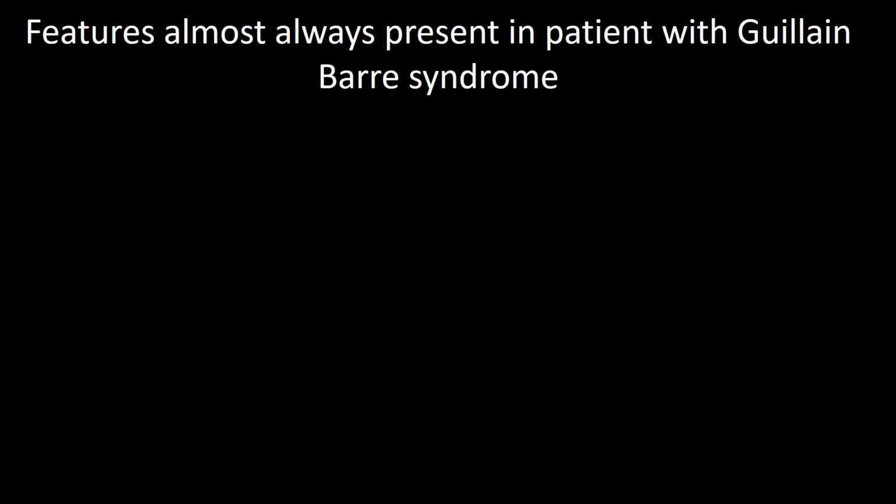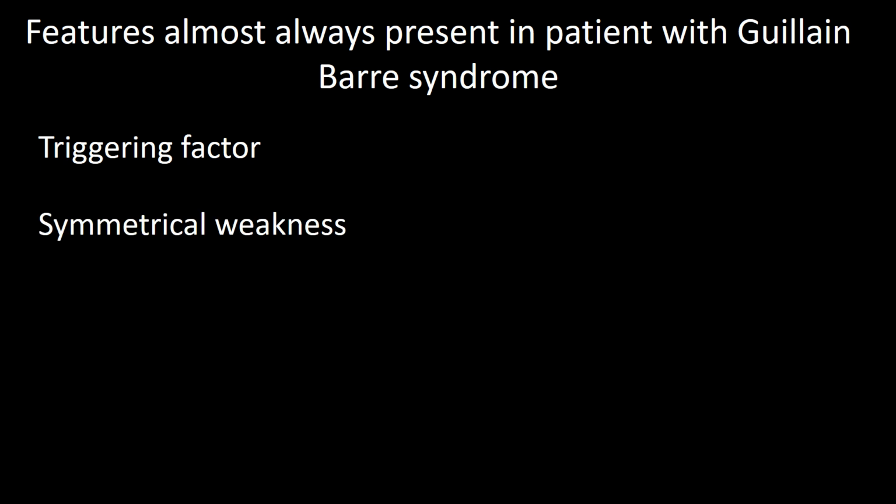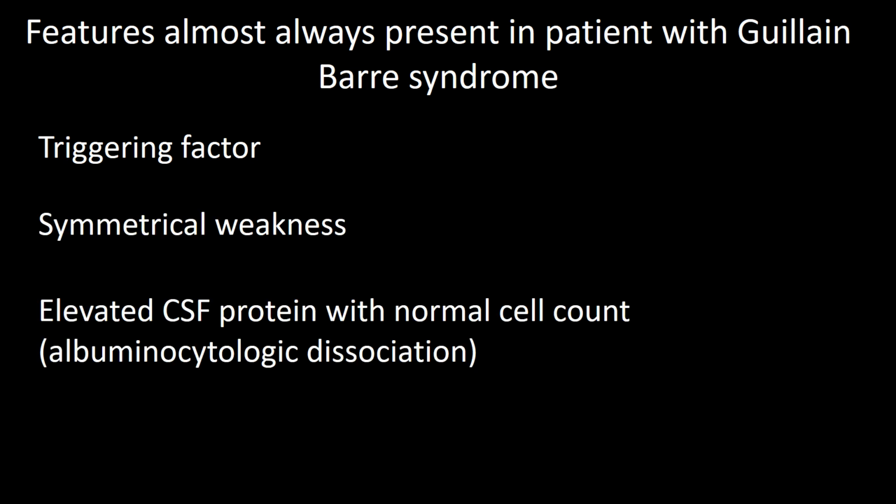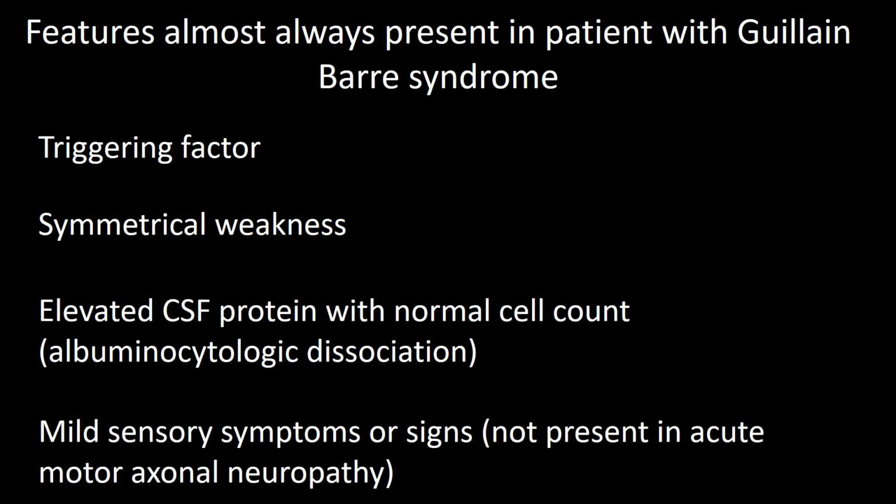Features almost always present in patients with Guillain-Barré syndrome are a trigger event or prodromal illness, to which we have already alluded, symmetrical weakness, and elevated CSF protein with normal or minimal increase in cell count. This phenomenon is called albuminocytologic dissociation. And sensory findings. Sensory findings are not present in one subtype of Guillain-Barré syndrome called acute motor axonal neuropathy, very common in Japan, associated with Campylobacter jejuni.